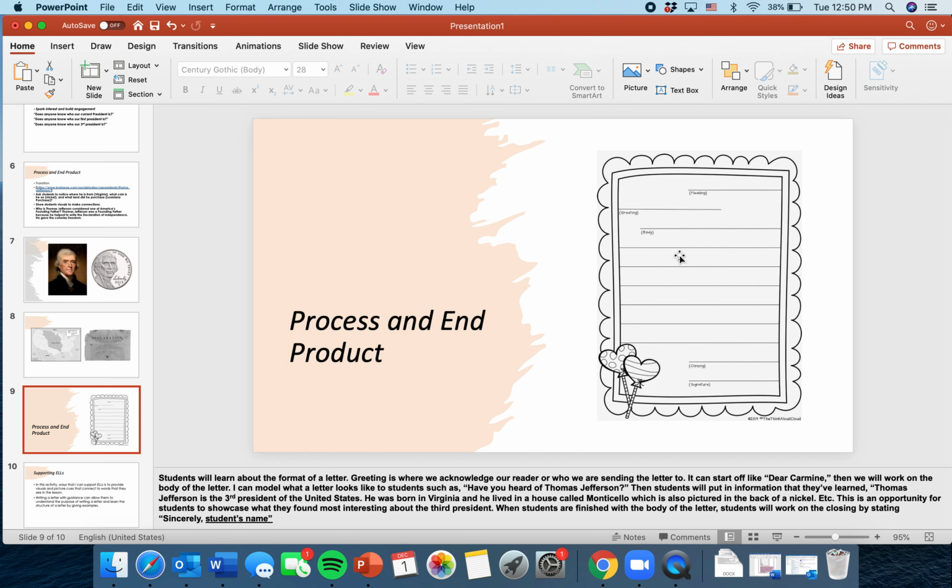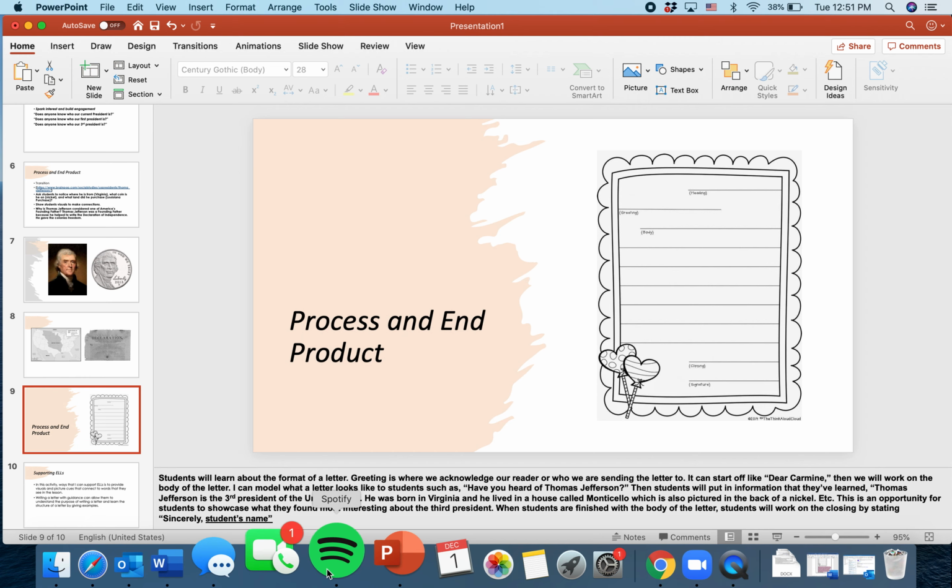And then when we finish, we can begin with the closing, where they can write sincerely, they can write love. And I guess this is where we can also talk about ways to end a letter with love and sincerely and best. And then they'll write their name, they can write their signature.